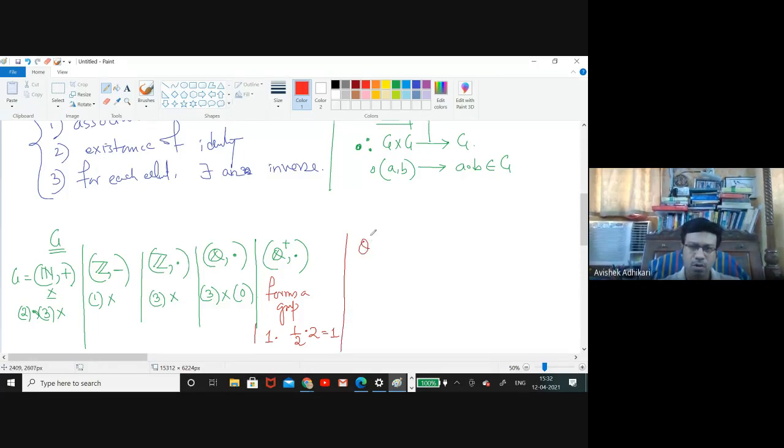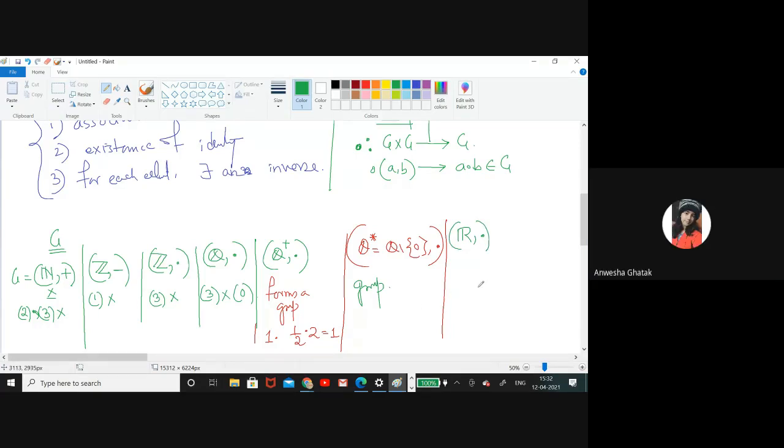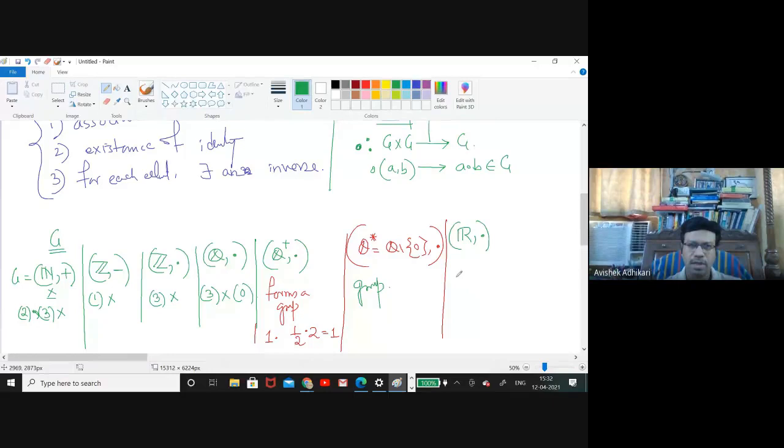Okay, if I consider all non-zero rational numbers, that is Q minus 0 with respect to dot, will that be a group? It forms a group, with almost similar properties. Now, if I consider R with respect to dot, will that form a group? No, sir. Why not? The inverse of 0 does not exist. So again, it is the third property, the inverse of 0.